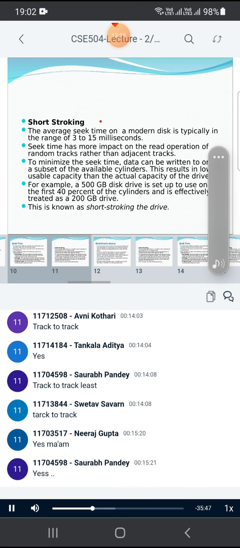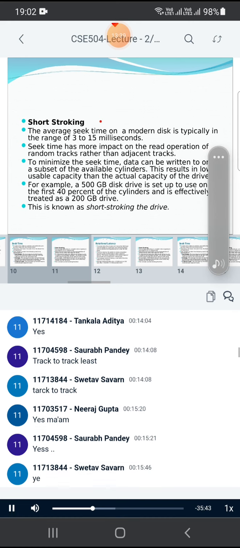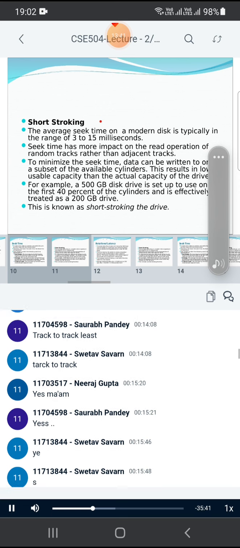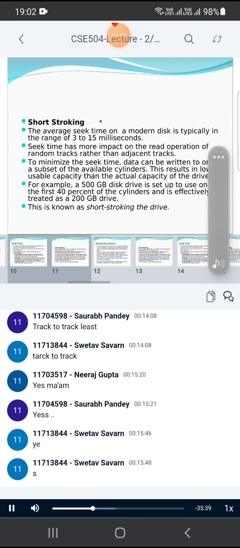Short stroking is actually where we use lesser area on the surface of the platter for storing the data just for increasing the performance. So what we do is, in short stroking, we reduce the usable capacity for increasing the performance, so that the access would be faster and so that the performance would be more. This is what short stroking is.